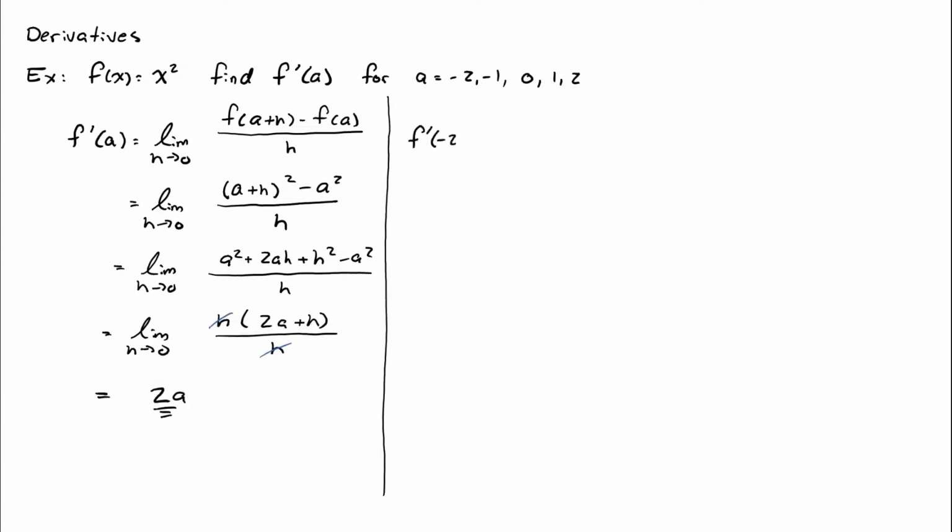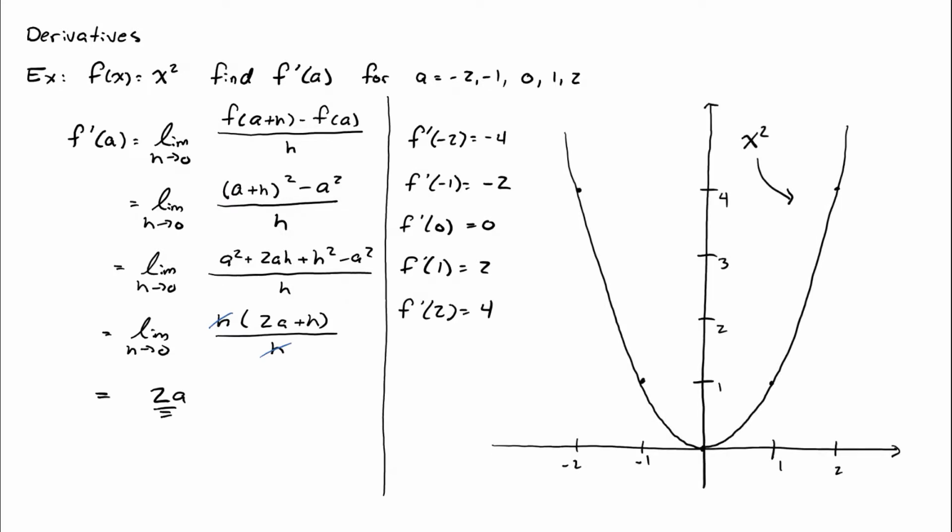Then f prime of minus 2 is minus 4, f prime of minus 1 is minus 2, f prime of 0 is 0, f prime of 1 is 2, and f prime of 2 is 4. Let's draw this. Here's x squared.